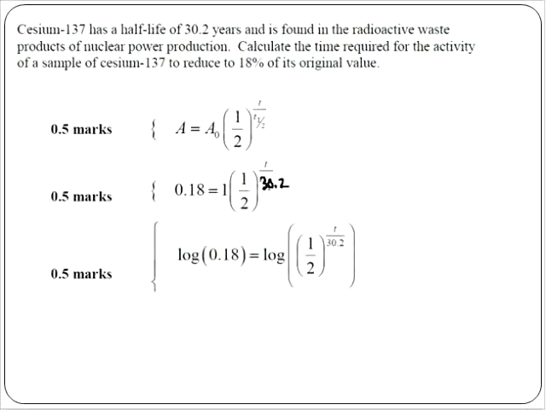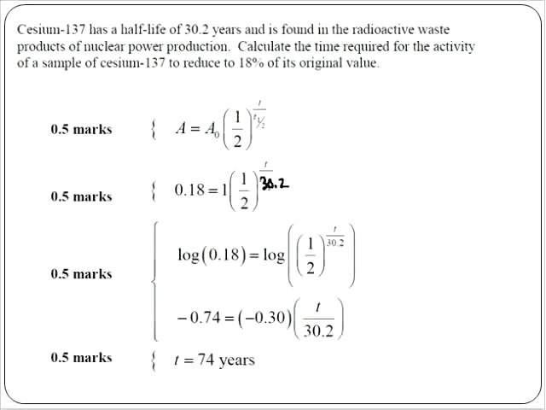You do your logs. You divide. And this one, they did the logs first and then divided. But anyway, the answer is 74 years. Okay, 74. And only 2 sig figs this time because it was 18%. That's only 2 sig figs.